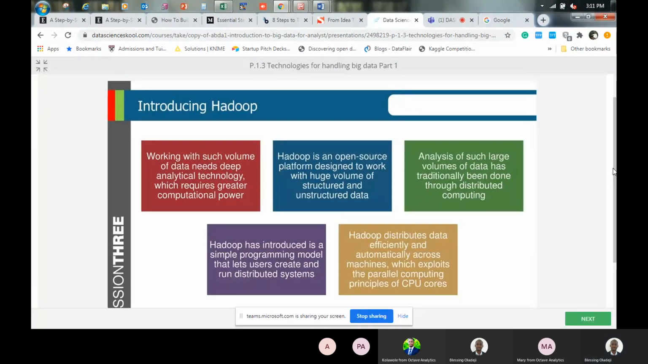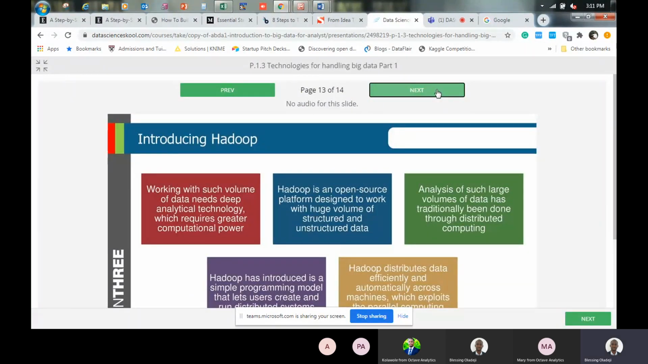Okay, any question before I proceed on Hadoop?